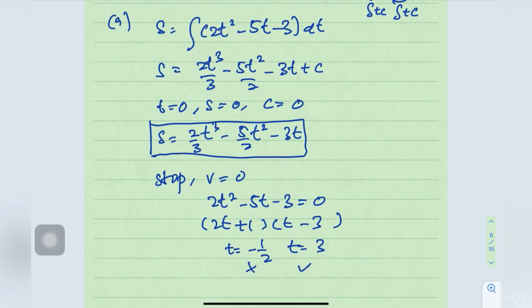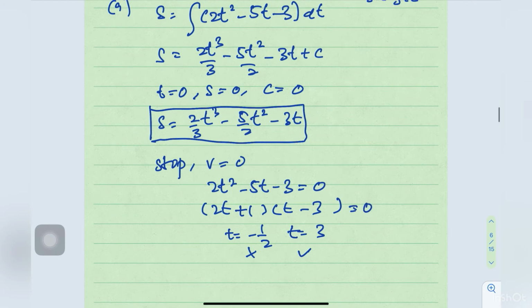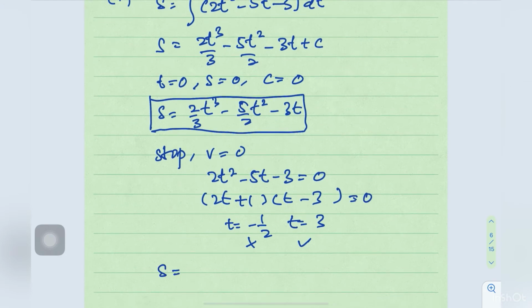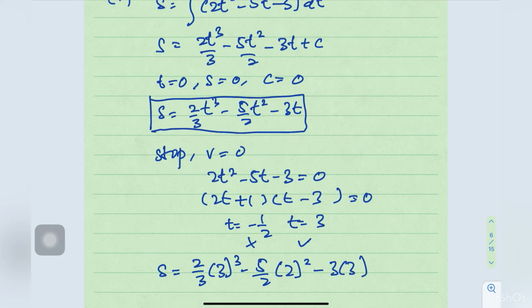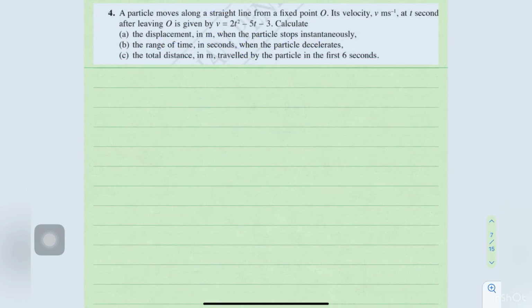Substitute into s, into displacement. When t equals 3, s equals 2 over 3 times 3 cubed minus 5 over 2 times 3 squared minus 3 times 3. Sorry, this one should be 3. Then the answer is negative 13 1 over 2 meter. For B, find the range of time in second when the particle decelerates. Decelerate.